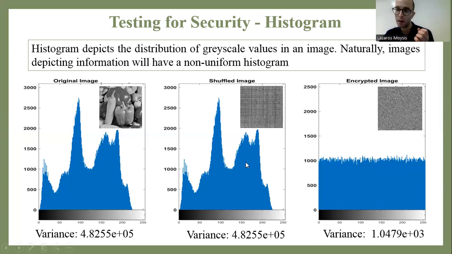Okay, and that's the result of actual good encryption, that it can manage to completely obscure information about the distribution hiding behind the pixel values in the original image. Okay, you can check the variance as well. It's significantly lower in the encrypted image because obviously you have a much more uniform distribution of the pixel values.